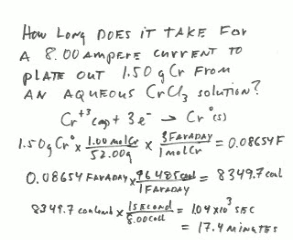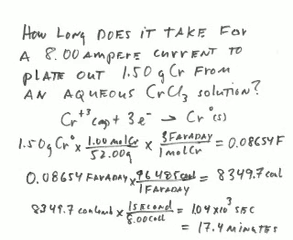So, how long would it take an 8 amp current to plate out 1.5 grams of chromium from an aqueous chromium chloride solution? It's stoichiometry. And the first step in any stoichiometry problem, of course, is balance the equation. The chromium-3 ions in solution, you are adding electrons to them to change them into chromium metal. It takes 3 electrons to reduce the chromium ions to chromium metal.